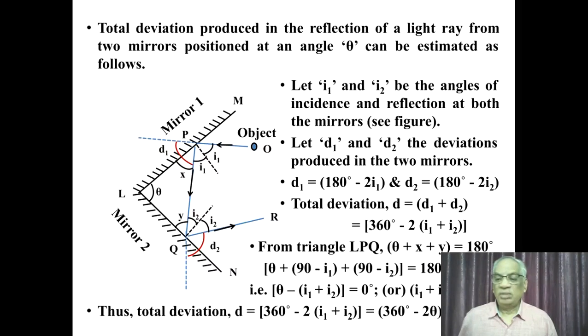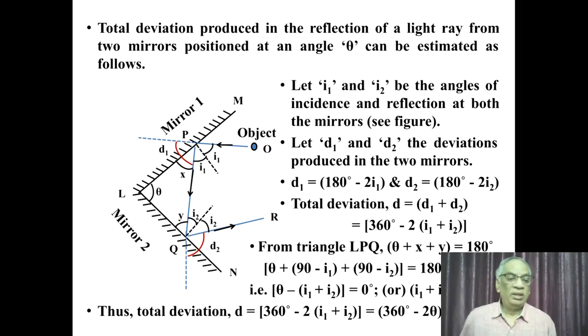Another example from the same condition of reflection between two mirrors is shown here. Here we say i1 is the angle of incidence and angle of reflection from mirror 1, and i2 the angle of incidence and angle of reflection from mirror 2.